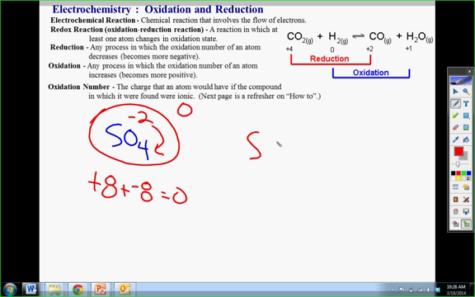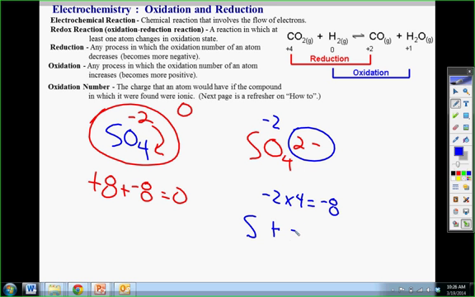Now if I do SO4 2-, what is oxygen always? -2. So I have -2 times 4 equals -8. My overall charge is -2, so I have sulfur plus -8 equals -2. What does sulfur have to be? I know my students know this. I used to hound them on it.